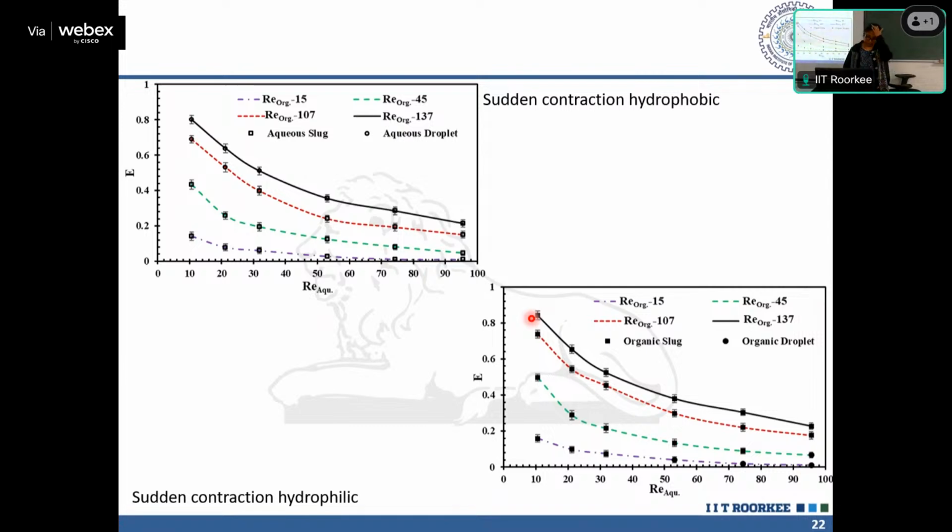Any reason? What is the difference over here? They are all homogeneous. One is hydrophobic, one is hydrophilic. And we have seen that in hydrophilic there is an enhancement of efficiency without any change in contact angle. They are homogeneous. Okay, why so?